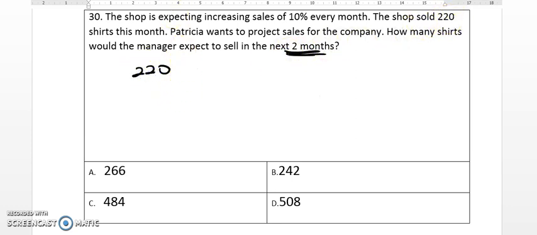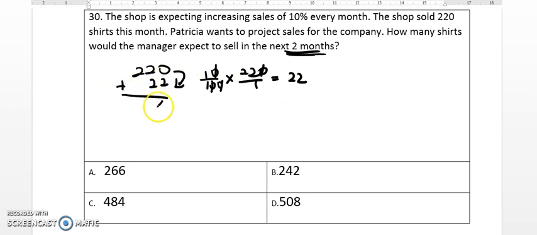So for this what you need to do is 220. Here is how many percent? 10%. 10 over 100 times 220 over 1. Cancel the zeros. Here's 22. Next step, you must plus 22. 220 plus 22 will give you 242. Here is 2, 2 plus 2 is 4, and here 2 for 2. This is the first month.